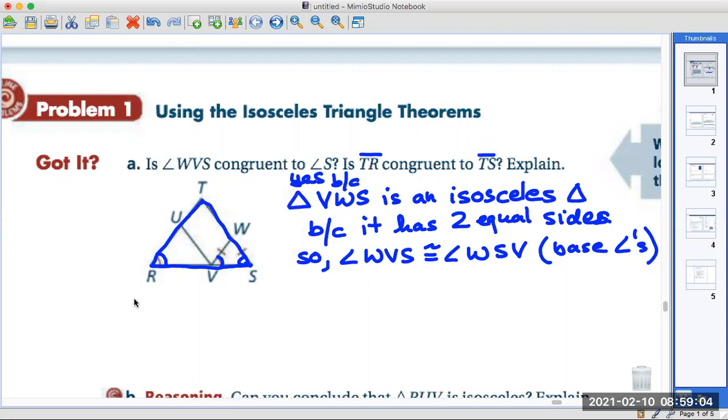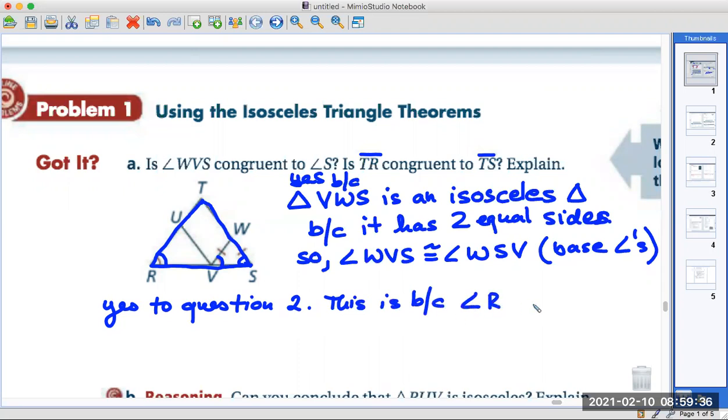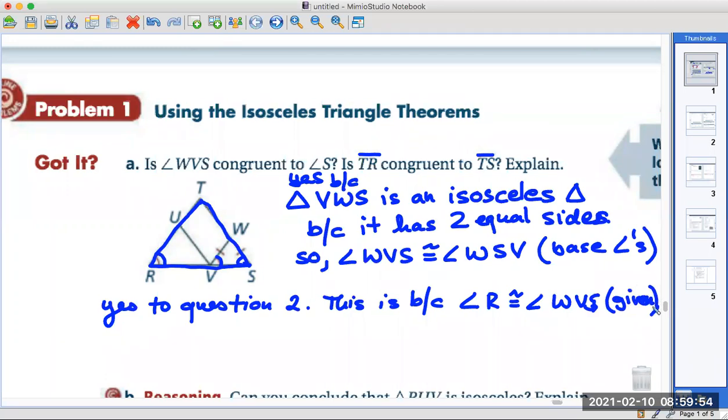Come on, my pen, work. Doesn't want to. Yes. There we go. Yes to question 2. This is because angle R is congruent to angle, I can't call it angle B, I'm going to call it WVS, which was given, the drawing showed it.